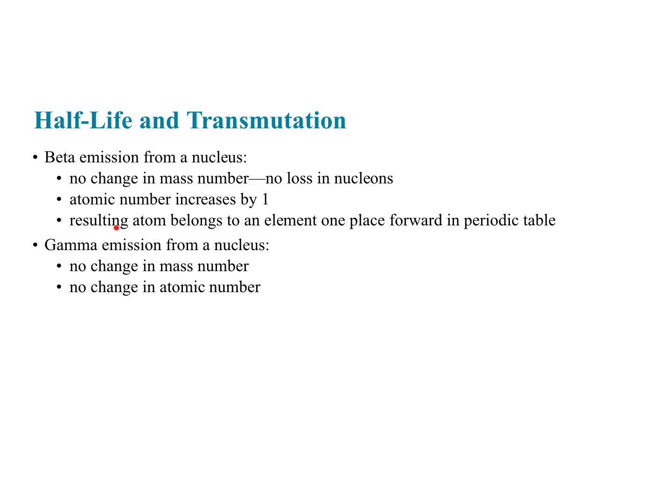And so that means that the resulting atom belongs to an element one place forward in the periodic table. It's gained 1 proton, so it goes up 1 space in the periodic table. It's been transformed. Now, if you have a gamma emission from a nucleus, there's no change in atomic mass number, and there's no change in atomic number.